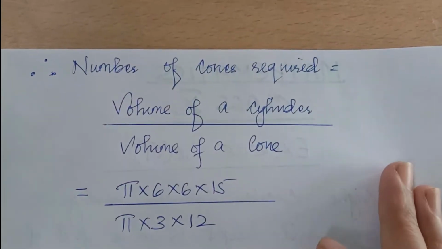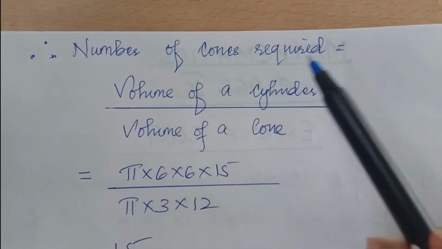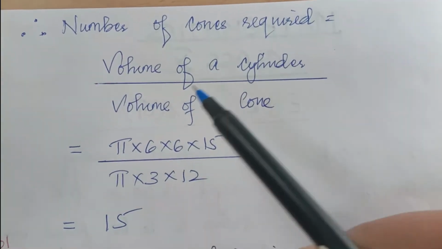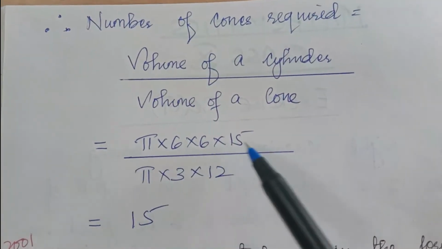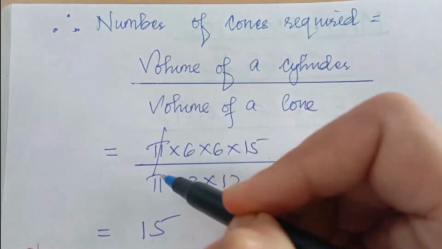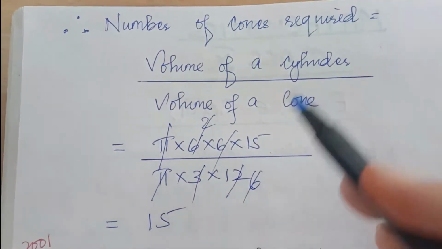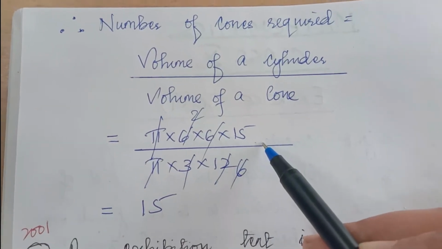Now you have to find the number of cones required. So to find the number of cones, the volume of the cone will be down: volume of the cylinder by volume of the cone. So put the value, pi and pi cancel, 3 twos are 6, 2 sixes are 12, 6 cancel. So 15 cones are required.